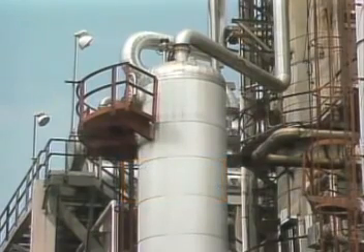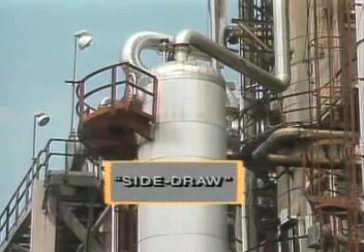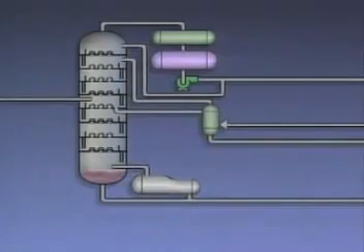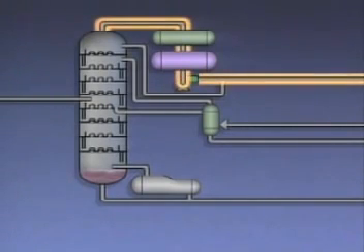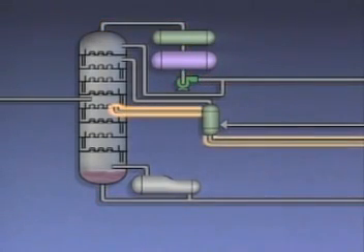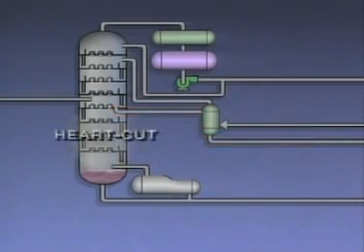Multi-draw towers are also referred to as side draw towers because some of the products or draws are taken from the side of the tower. For example, one type of multi-draw tower has three draws, one at the top, one at the bottom, and one near the middle. Because a draw or cut is taken out of the middle of this tower, this type of tower is sometimes referred to as a heart-cut tower.